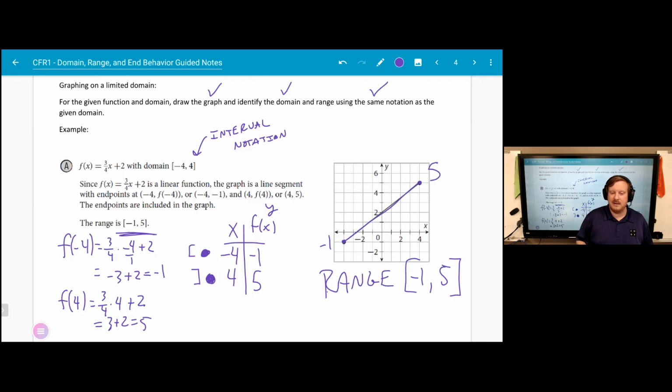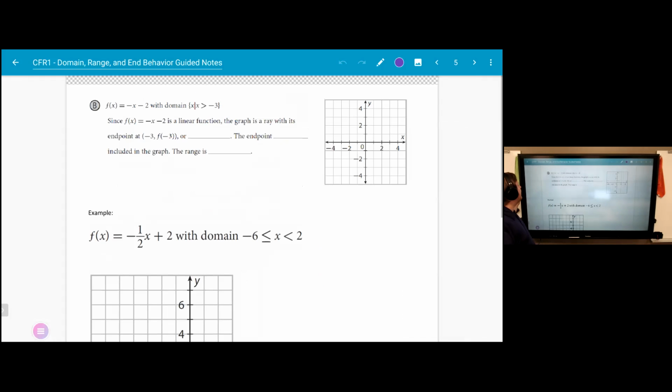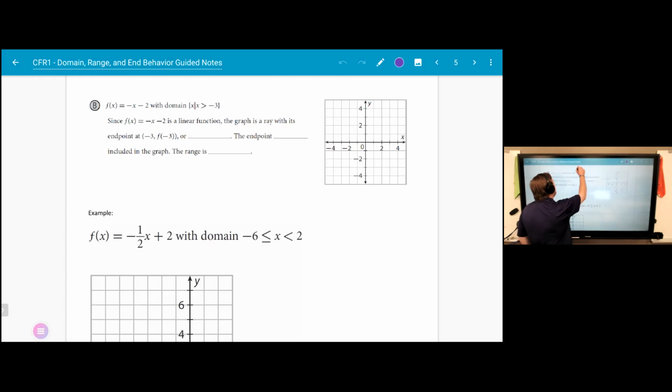Okay, let's try one more of these things. Then you're going to try one on your own here. So it says f of x equals negative x minus 2 with a domain x such that x is greater than negative 3. Ooh, I know that notation. This is set notation. So if I was given my domain in set notation, I have to give my range in set notation also.